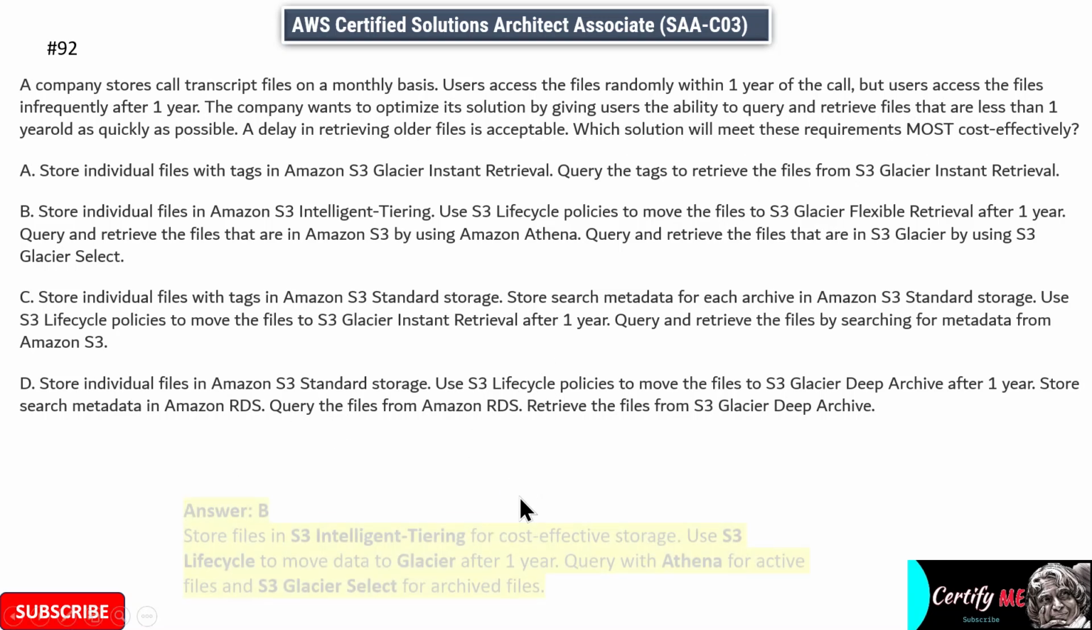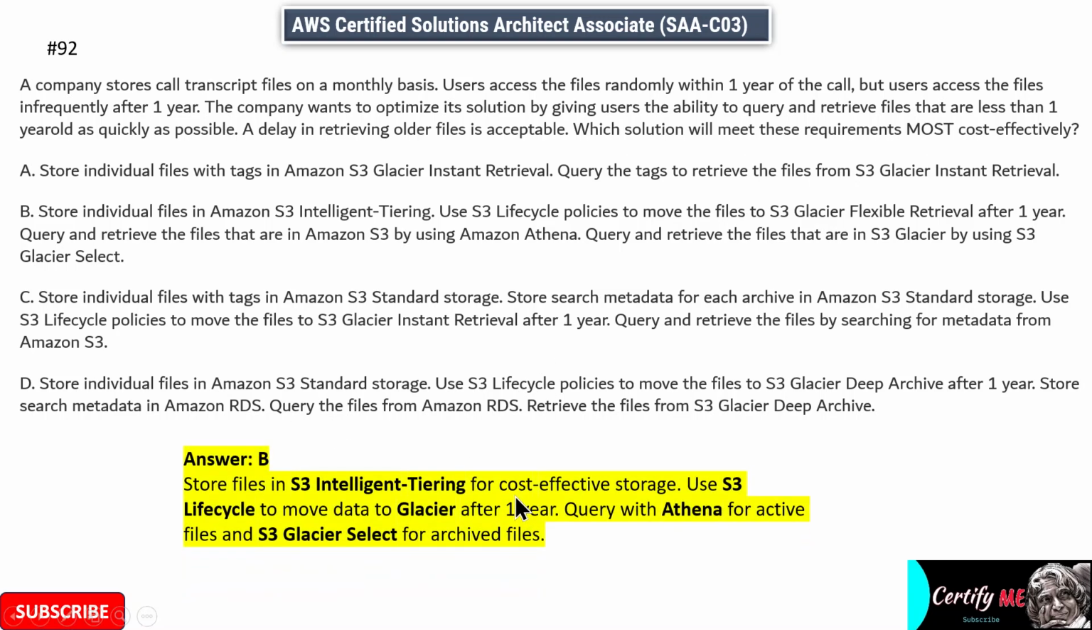The correct answer is option B. Store individual files in Amazon S3 Intelligent-Tiering. Use S3 lifecycle policies to move the files to S3 Glacier Flexible Retrieval after 1 year. Query and retrieve the files that are in Amazon S3 by using Amazon Athena. Query and retrieve the files that are in S3 Glacier by using S3 Glacier Select.